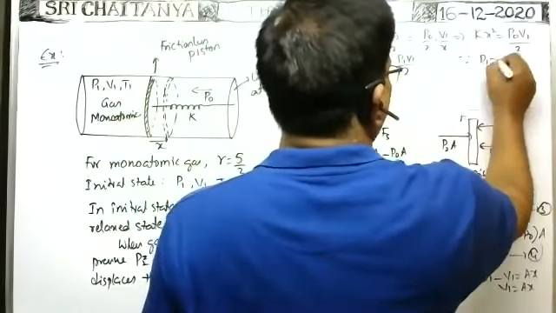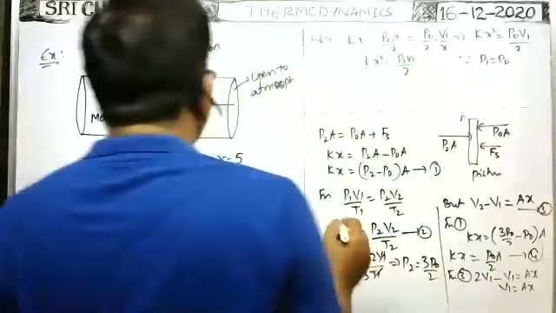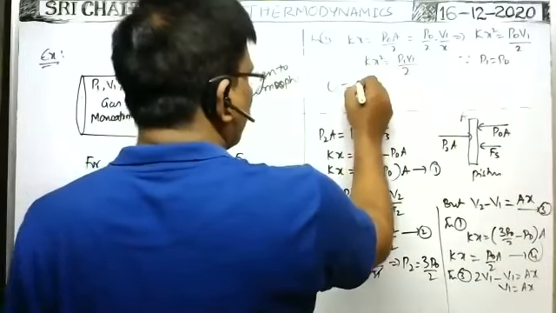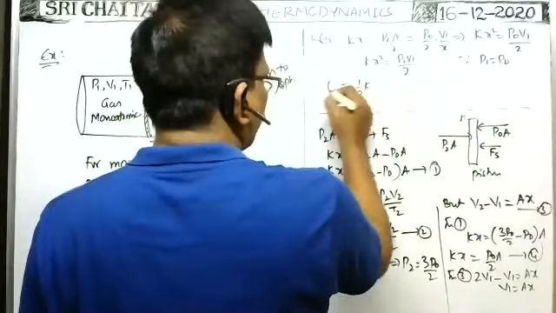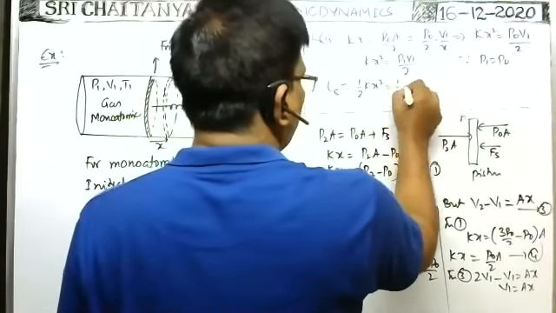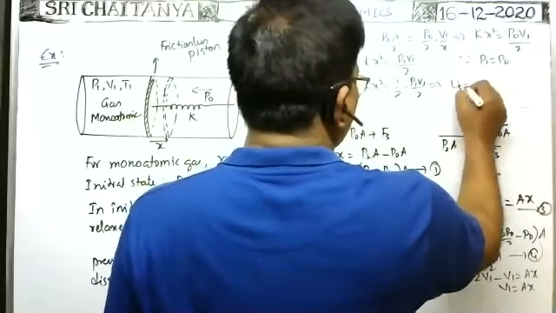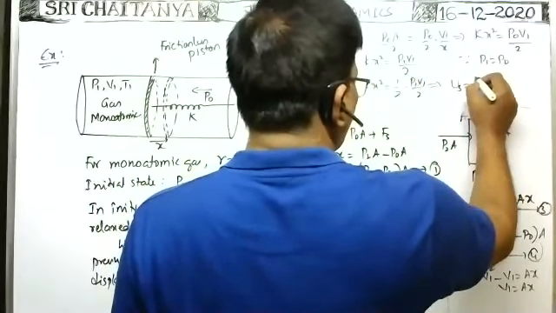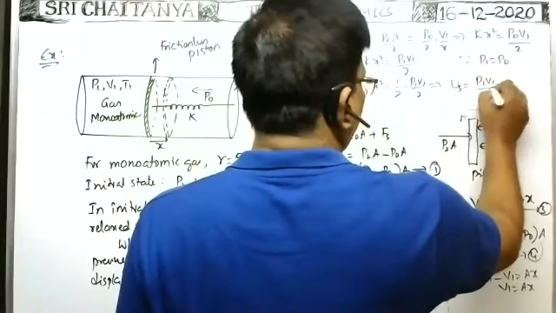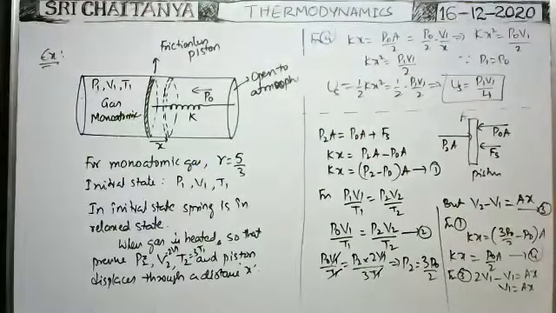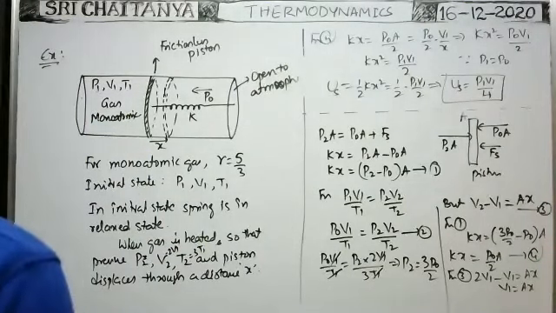Since P1 is equal to P0, the energy stored in the spring, as we know the Kx squared value, is equal to half Kx squared. That is half into P1 V1 by 2. Therefore, the potential energy stored in the spring is equal to P1 V1 by 4. This is the potential energy stored in the spring.